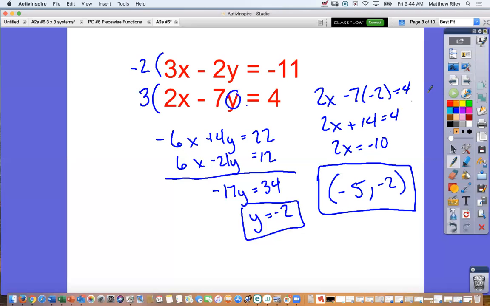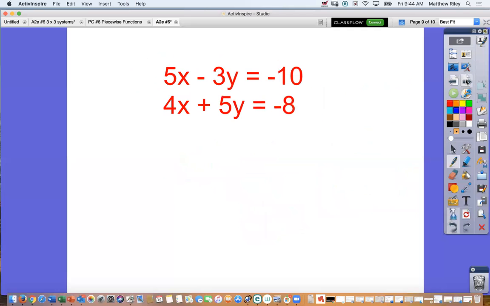All right, so let's look at one more. Then I'm going to give you guys a challenge problem. There is no wrong answer. Which one do you want to solve for? Do you guys want to eliminate the x variable or the y variable? Y. So I heard y's.